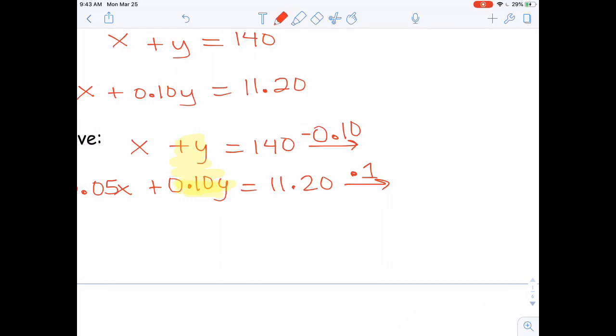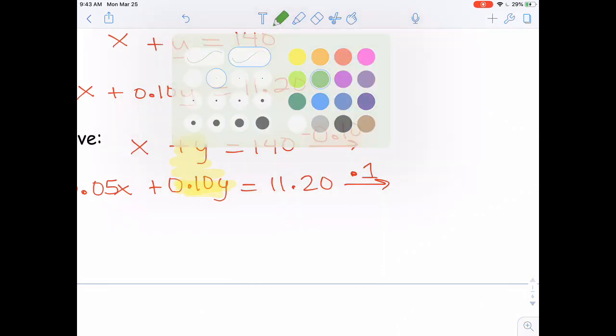So the multiplication goes like this. Let's just use this. We're going to distribute.